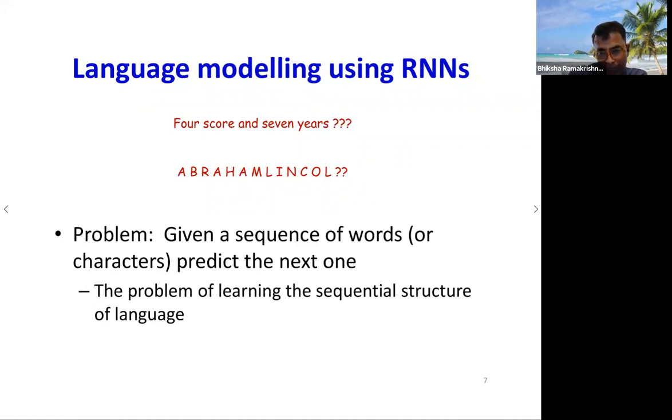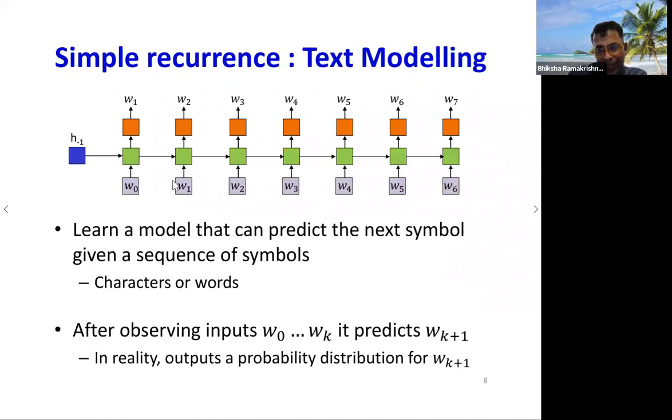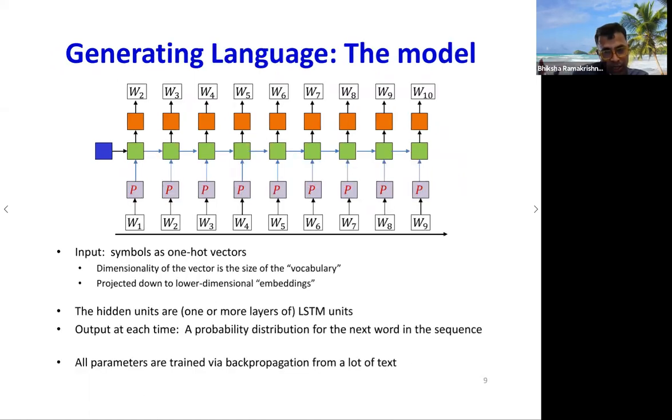And we can model this with a recurrent net that takes in sequences of symbols and outputs the next symbol in the sequence. So it takes in W0 through, say, W2, it must output W3. In general, it takes in W0 through WK and must output the next symbol, WK plus one. Of course, there's the engineering side of it. We represent symbols as one-hot vectors whose dimension is the same as the vocabulary of the symbols. Then we project it down to a lower dimensional embedding before we work on them.